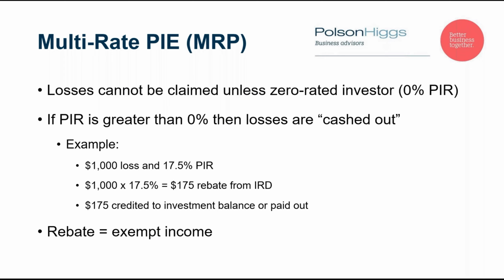So we've got an example here. If there was a loss of $1,000 and the investor had a PIR of 17.5%, then because the PIR is greater than 0%, the loss can't be included in their tax return. In this case, the PI fund would claim a rebate from the IRD directly and credit it to the investor's investment balance or pay it out. And this tax rebate is exempt income as well.